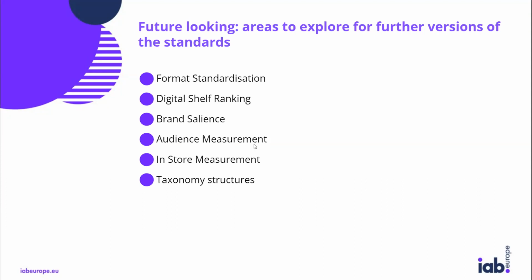And then there's digital shelf ranking, brand salience. So talking about branding metrics, like I was tapping on earlier, those are still not completely solved for. Audience measurement, in-store measurement is extremely important, especially as retailers are selling omni-channel in the true sense campaign. And then taxonomy structure.